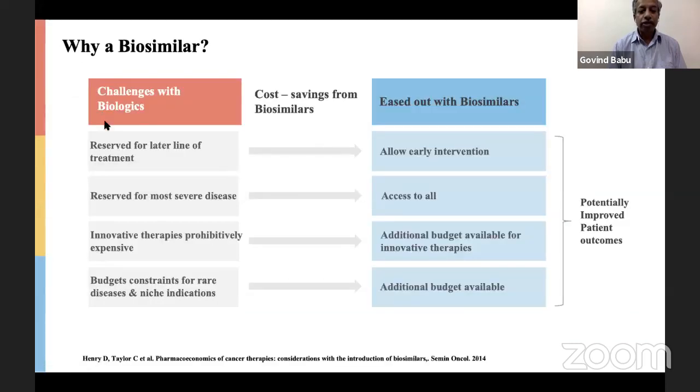Now, why a biosimilar? The challenge is that it is usually reserved for later line of treatment because of various reasons. And with the cost savings that we have, we can look at using them in earlier lines of intervention. As I mentioned, we can increase the access to cost. Additional budget is then available for innovative therapies. And because of these biosimilars, since you're using it in rarer disease and niche indications, you're actually producing more data and also having additional budget available that can be allotted for better research.